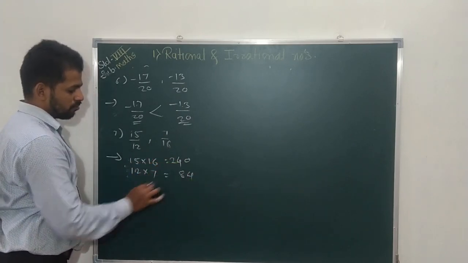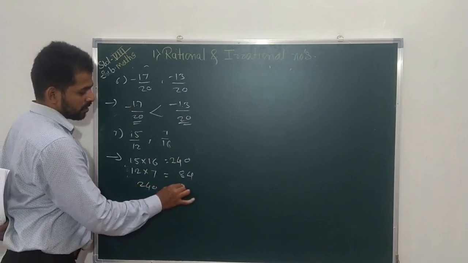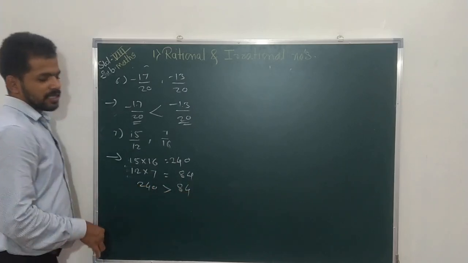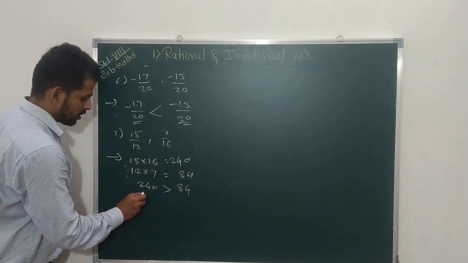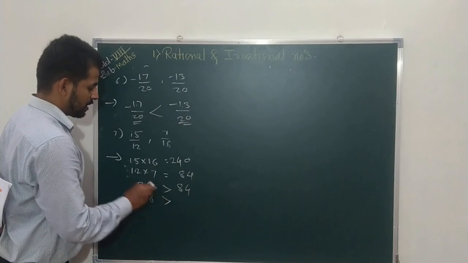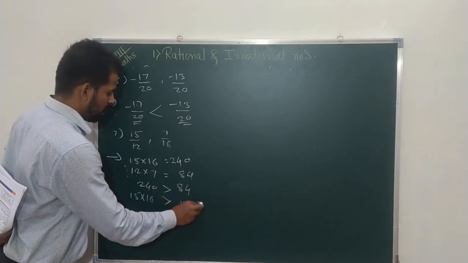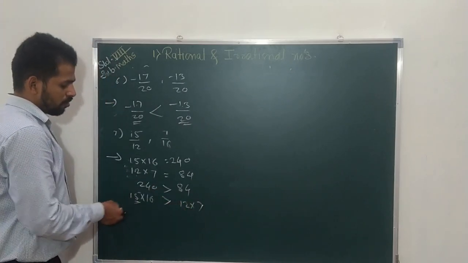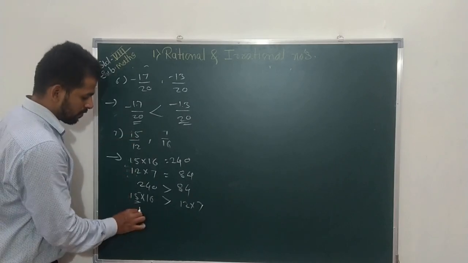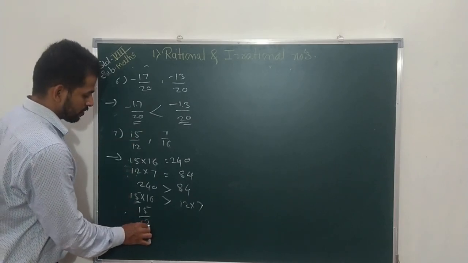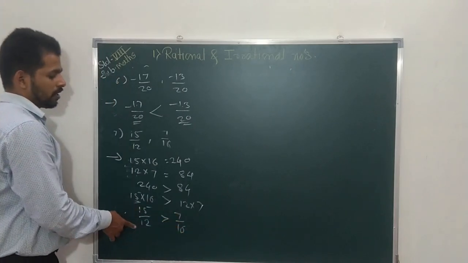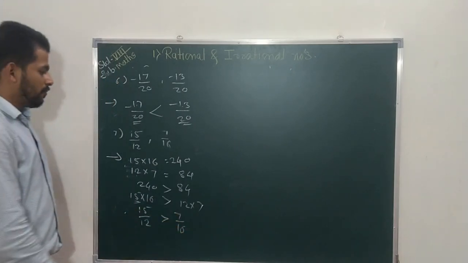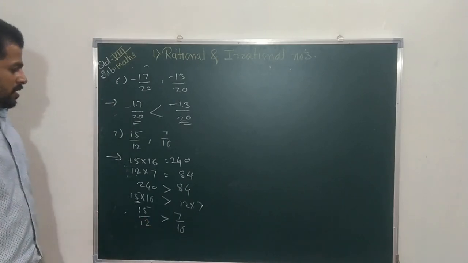So in between 240 and 84, 240 is greater than 84. Now 15 multiplied by 16 is greater than 12 multiplied by 7. Therefore, which value comes? 15 is the numerator. That's why 15 upon 12 is greater than 7 upon 16. Okay, next one.